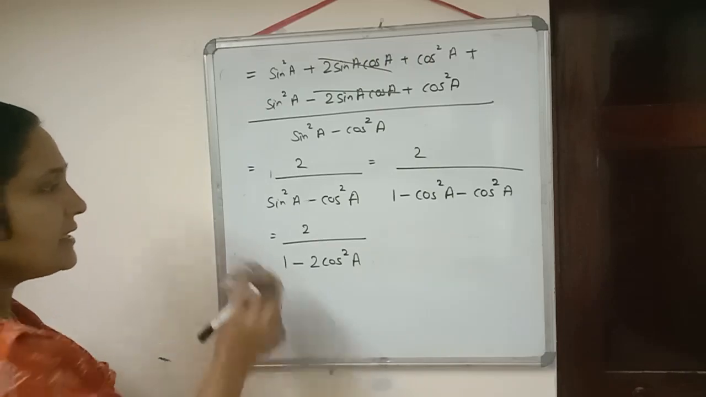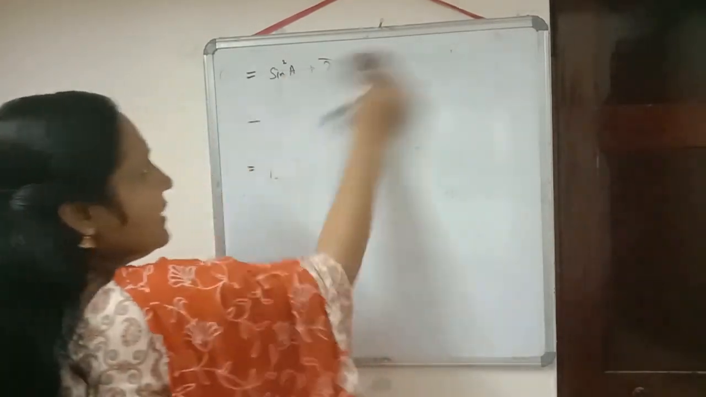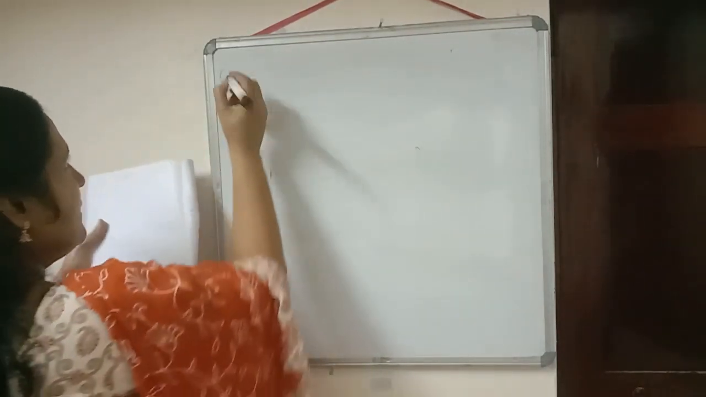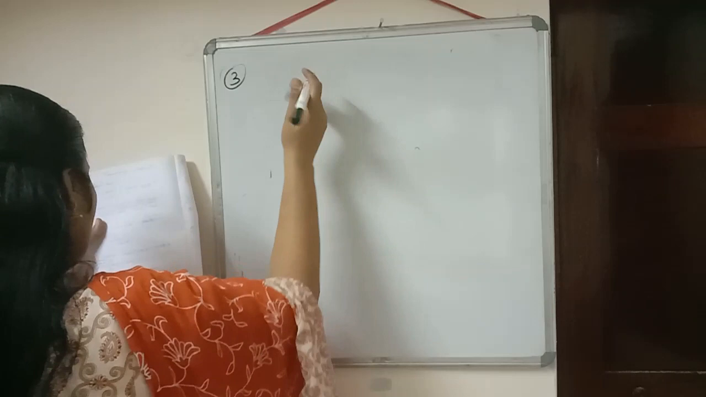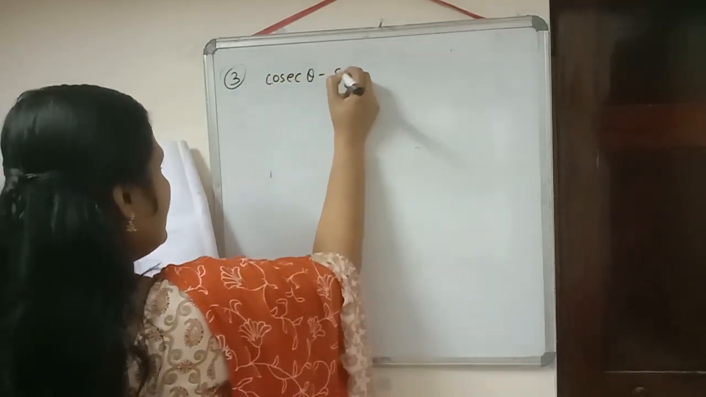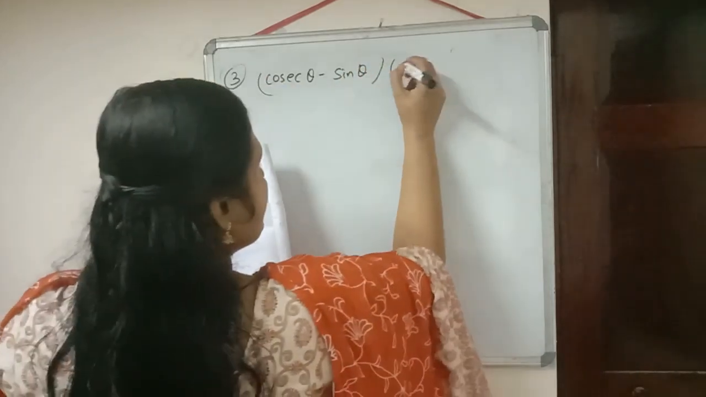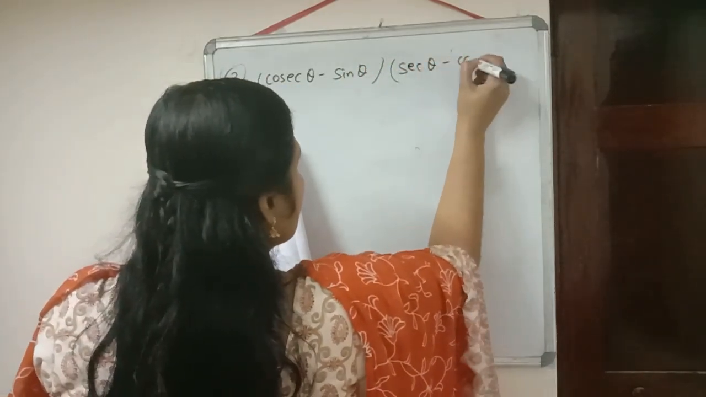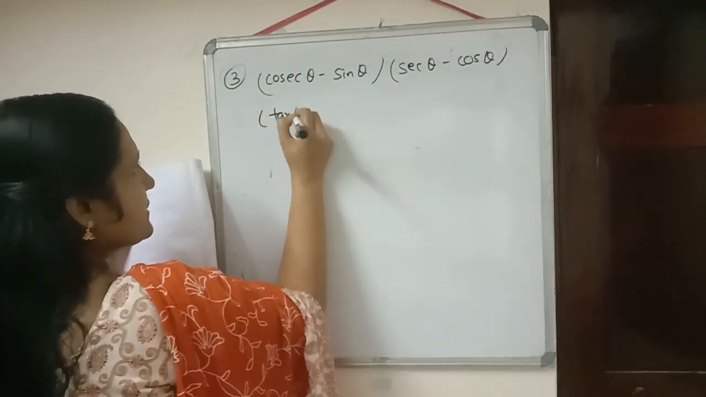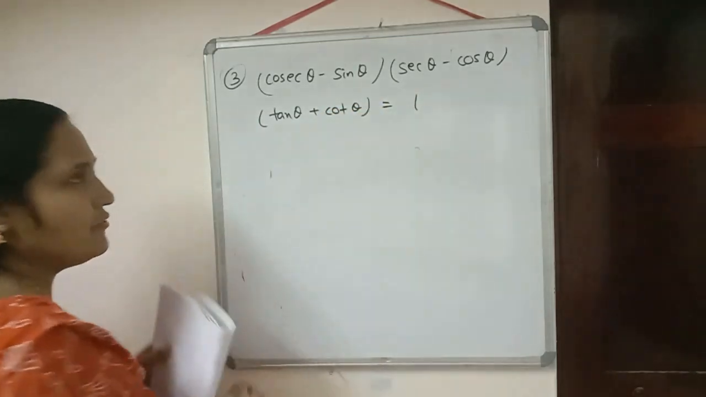So first thing is, you should know how to apply the identities. Okay. Now all of you write down the third question. Third question is, prove that (cosec theta minus sin theta) into (sec theta minus cos theta) into (tan theta plus cot theta) equal to 1. We have to prove that.